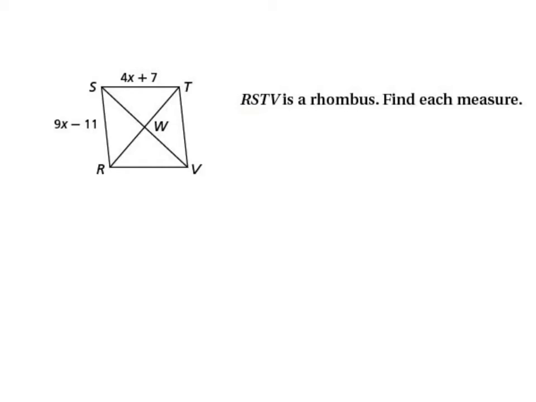So with the definition of a rhombus, we know that all 4 sides are congruent. So I can set these measurements equal to each other, 9x minus 11 equals 4x plus 7, and solve. Pause the video and try to solve that, and I'll place the answer here for you.